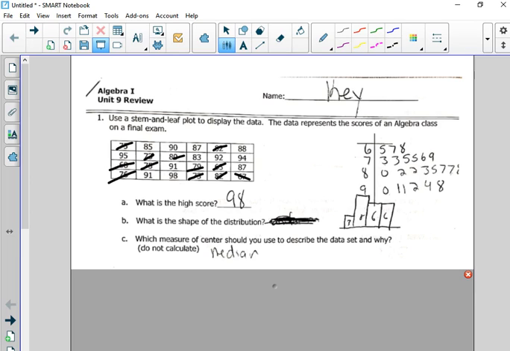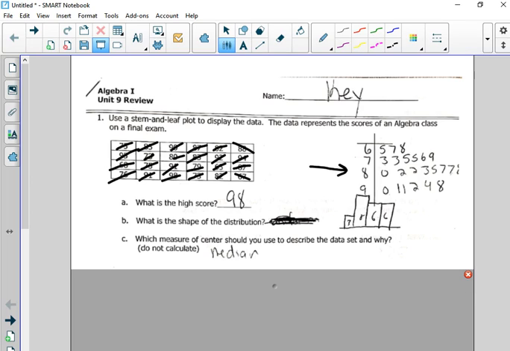You got an 83, so you put the 3 over there on the leaf. 85, you put a 5. A couple of 87s, you put that. And then 88, you put an 8. Then you have a 90, a couple of 91s, 92, 94, 95, 98. There's your stem and leaf plot right there. Tens digit is the stem. Ones digit is the leaf.